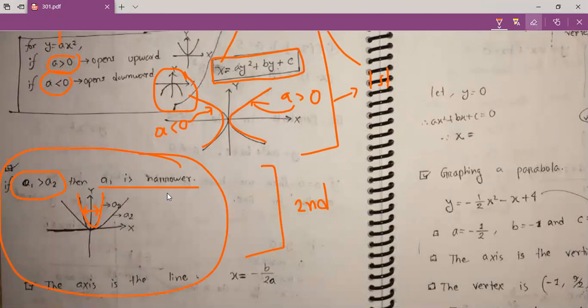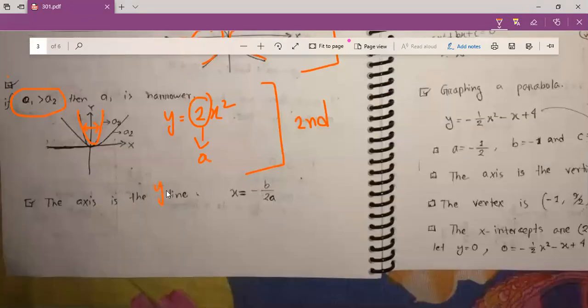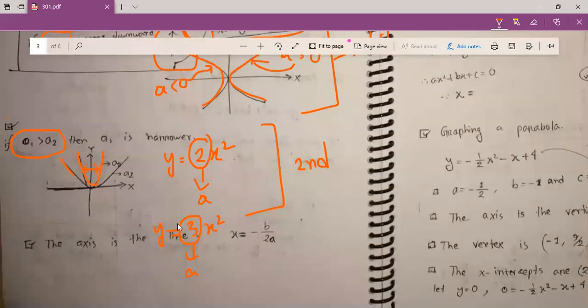Yes. Okay. So for example, our equation is y is equal to 2x square, right? So here our value of a is equal to 2, okay? So, for example, we have another parabola. This is y is equal to 3x square. So here the value of a is equal to 3. So if we draw these two parabolas, suppose this is y1 and this is y2. So for our second equation, this is a1 and this is a2. For our second equation, a2 is greater than a1, right?